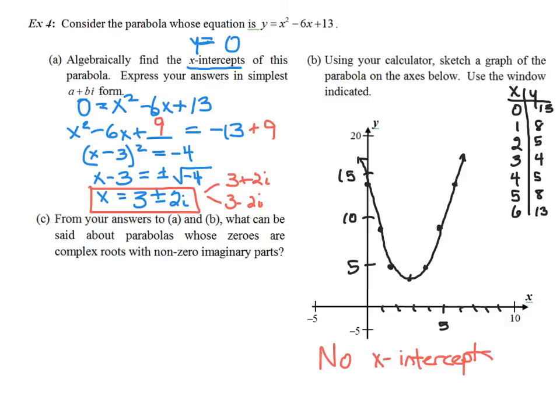Now when we look at part C, it says from your answers to part A and B, what can be said about parabolas whose zeros are complex with non-zero imaginary parts? So my two solutions were 3 plus 2i and 3 minus 2i. Clearly I see that when I have complex roots, that's going to show me that my parabola does not cross the x-axis, or my parabola has no x-intercepts.